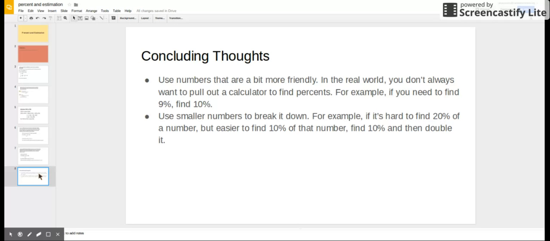So some concluding thoughts. Use numbers that are a bit more friendly. In the real world, you don't always want to pull out a calculator to find percents. For example, if you need to find 9%, just find 10% of it. It makes your life easier. Just move the decimal point over 1 place to the left. Use smaller numbers to break it down. For example, if it's hard to find 20% of a number, but easier to find 10% of that number, find the 10% and then just double it.